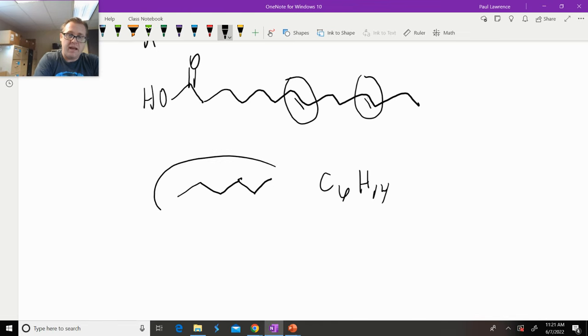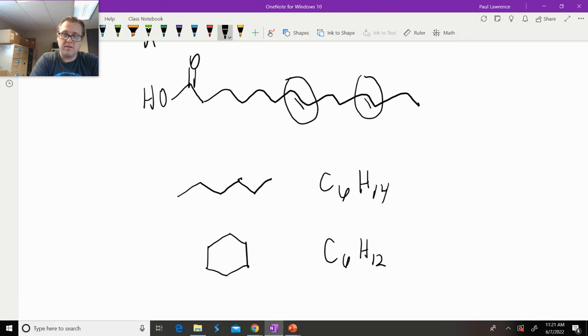Now if I take that and turn it into cyclohexane, still 6 carbons, what happens now? The chemical formula is now this. Do you see how when we went to the ring form, we have lost 2 hydrogens? So this molecule right here, the cyclohexane, has 1 degree of unsaturation.